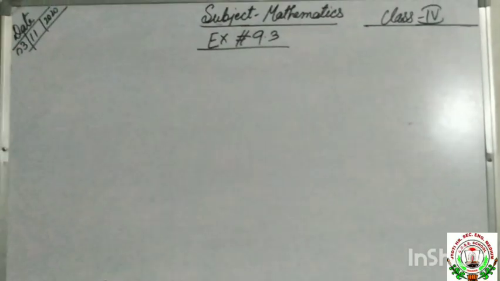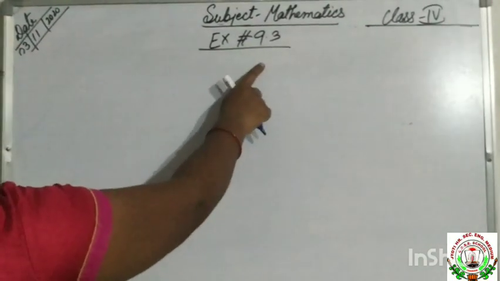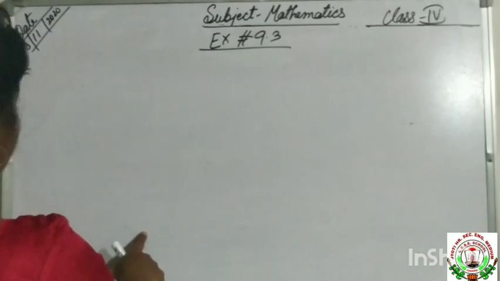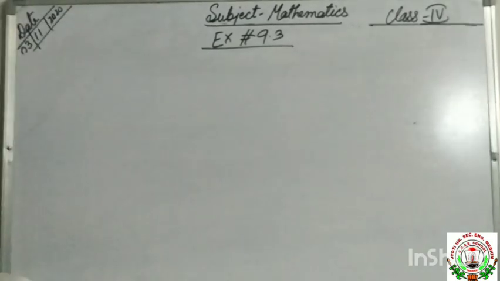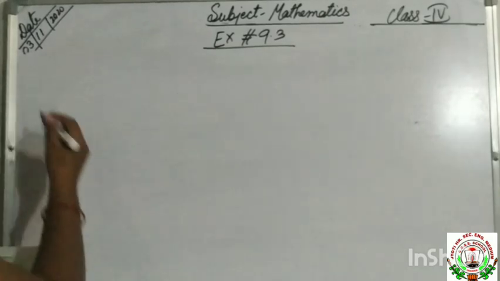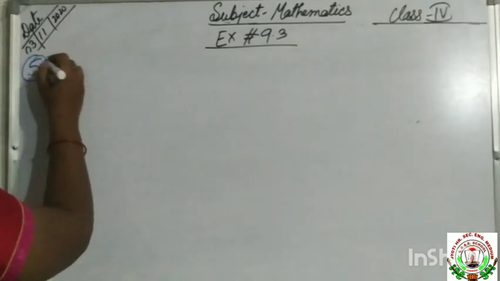Good morning, children. Let us continue exercise 9.3. In the previous class, we completed questions number 1, 2 and 3. Question 4 we do not need to do, because the wrong question is given here. So we will start question number 5.